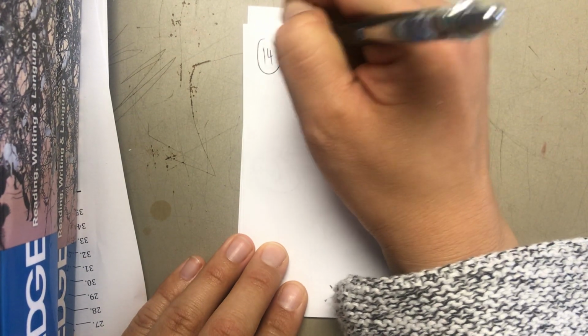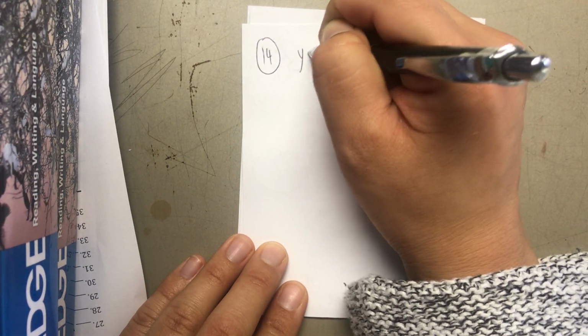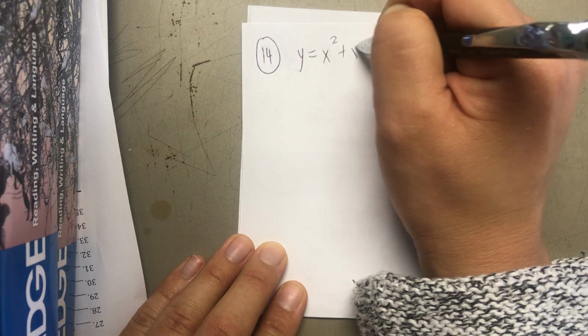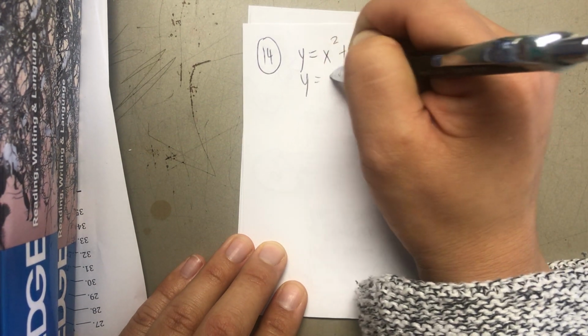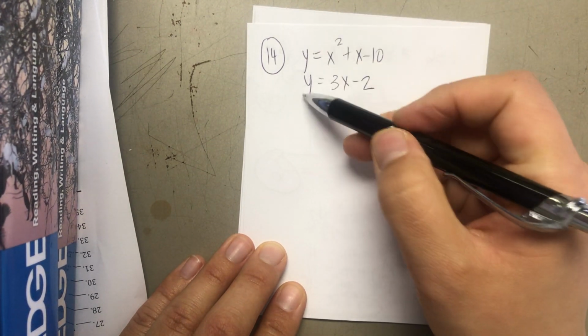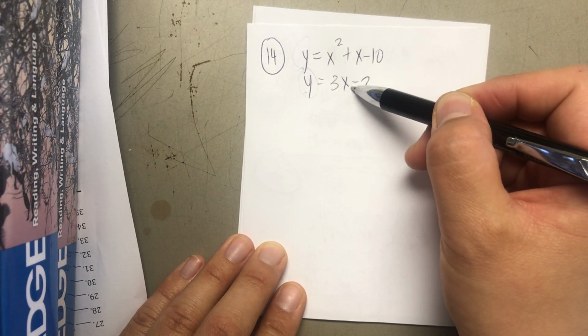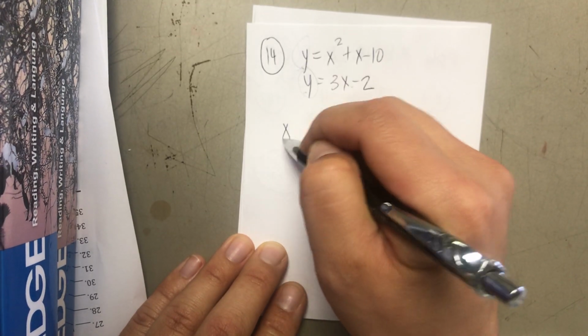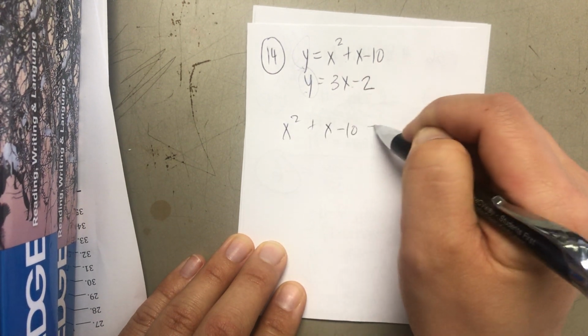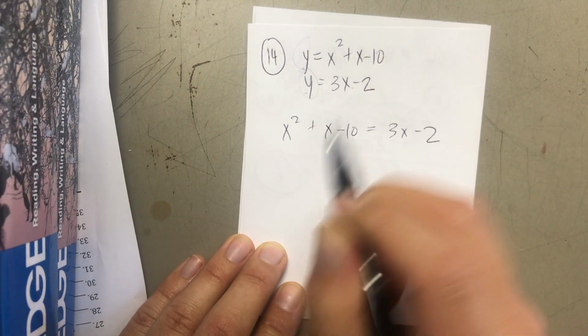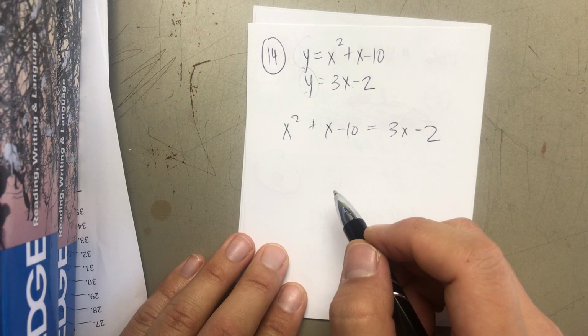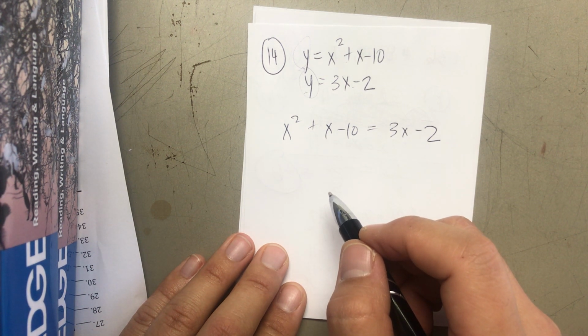Number 14. They give you these two equations: y equals x squared plus x minus 10, and y equals 3x minus 2. Since y and y are the same, that means this and this are the same. So I'm going to set them equal to each other: x squared plus x minus 10 equals 3x minus 2. In the end, it says, which of the following is true about both points of the intersection?